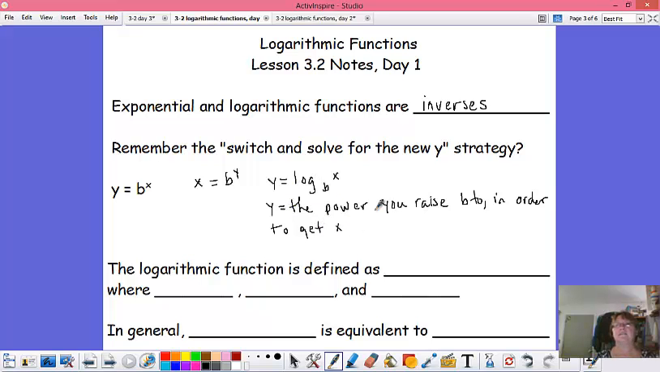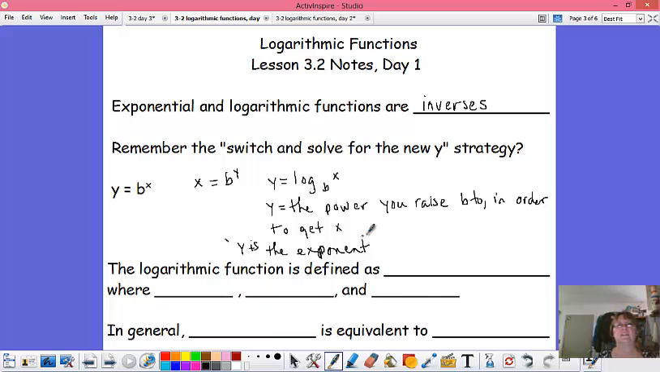So y is the power you raise b to get x. That's the definition, if you will, of the logarithmic function. One of the teachers that used to work here very often had his students repeat: y is the exponent. It's the power that you raise b to.